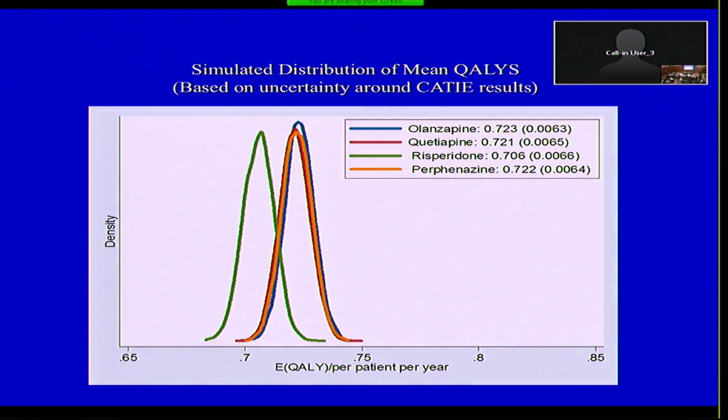Next slide. So this shows the uncertainty in the qualities associated with the atypicals and perphenazine. And you can see they basically all overlap each other except for one. That's the risperidone, which is to the left, so a little bit lower benefit. So what you can see here is that there's a lot of uncertainty. Even though these spikes are pretty narrow in terms of qualities, there's a lot of overlap in them. And then the question is, what's the social welfare value of resolving that uncertainty? So go to the next slide.